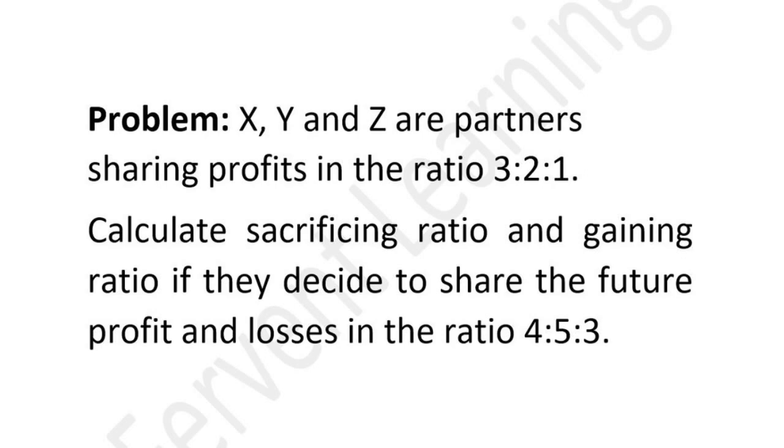So, in the given sum, there are three partners X, Y and Z who share their profit in the ratio 3:2:1. So here 3:2:1 is their old profit sharing ratio. But now they decide to share their future profit in the ratio 4:5:3, that is their new profit sharing ratio. So in this sum, both old ratio as well as new ratio are given. So we simply put them in the formula to find the sacrifice and gain of the partners.